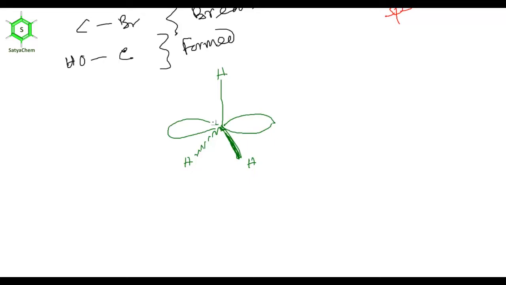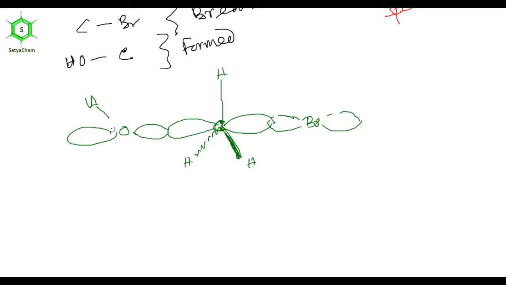So this is the unhybridized p orbital. Okay. Is that clear now? I think it is clear.